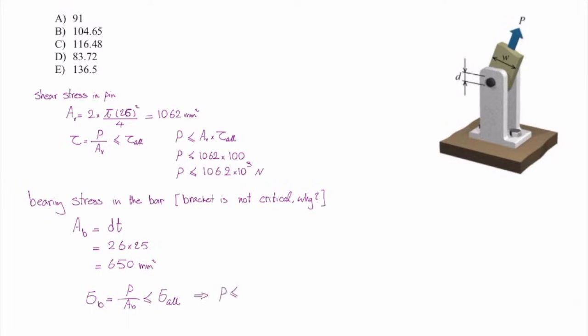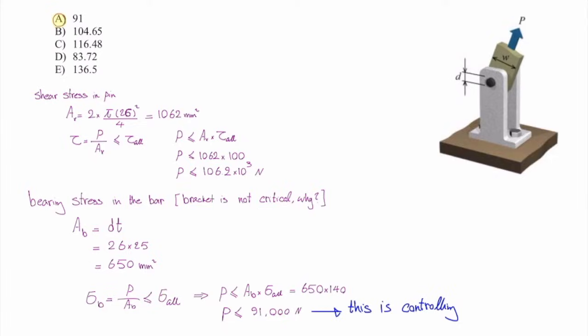So let's write it in this way. P should be smaller than A_B times sigma allowable. A sub B is 650. Allowable normal stress is 140 megapascal. And that gives me 91,000 newton. Which one is controlling in this case? The second one. 91 kilonewton is smaller than 106, so that will be the answer of this problem.